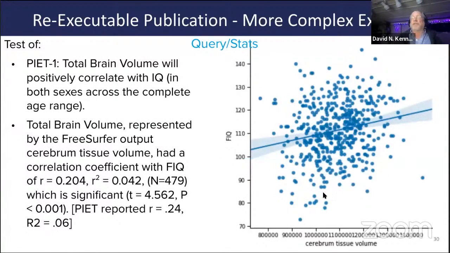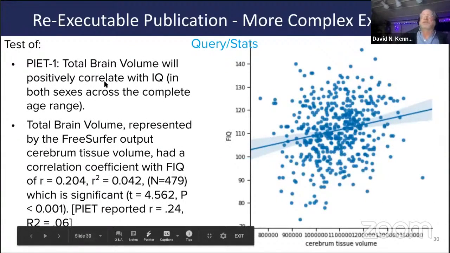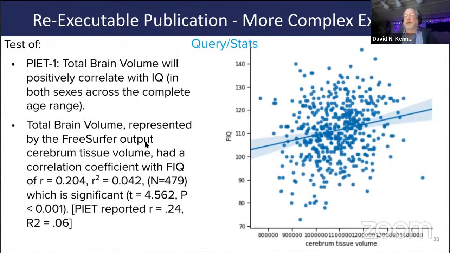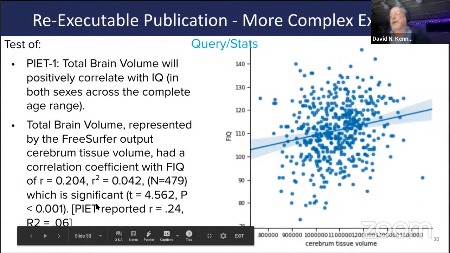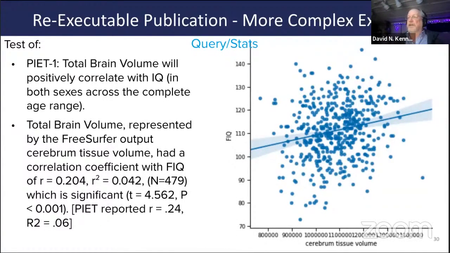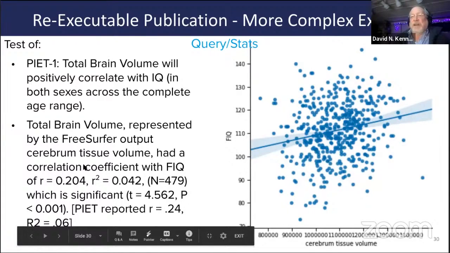And so this is just one of the hypotheses: that total brain volume will positively correlate with IQ in both sexes across the complete age range. Here's the data. We found a significant effect here, and the original report had a significant effect here of a very similar sort of magnitude. So cool, we re-executed that. The old report was not re-executable.